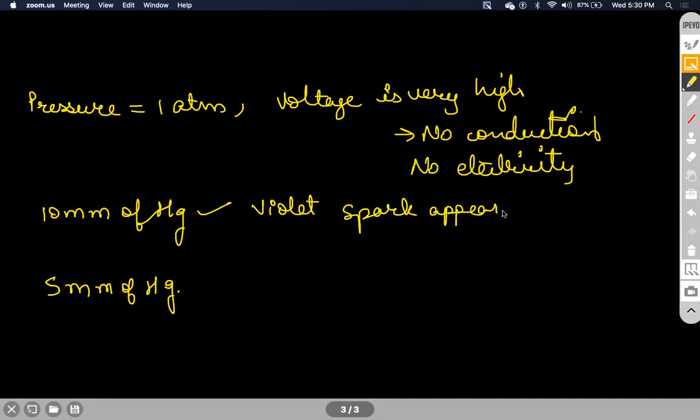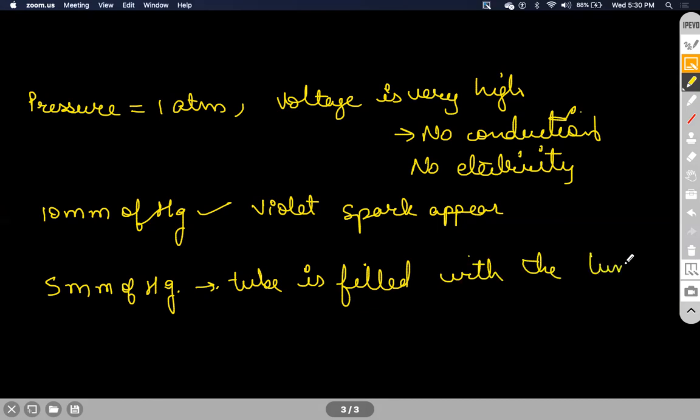But if you reduce the pressure to 5 mm of Hg or a little more, the tube is filled with the luminous column. The luminous column extends from the anode to almost the cathode.